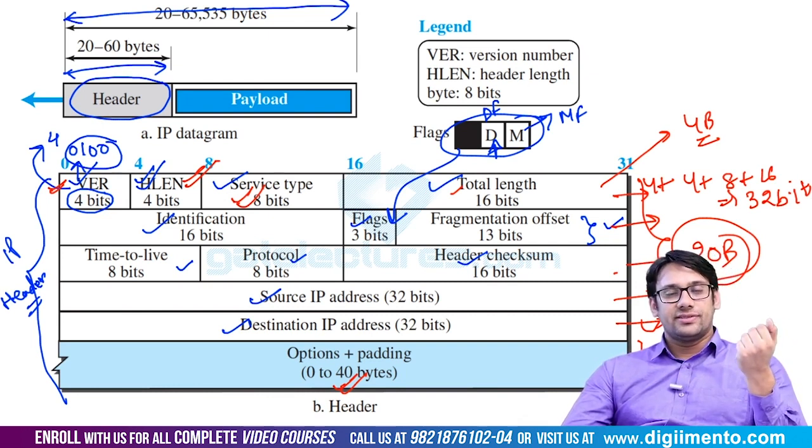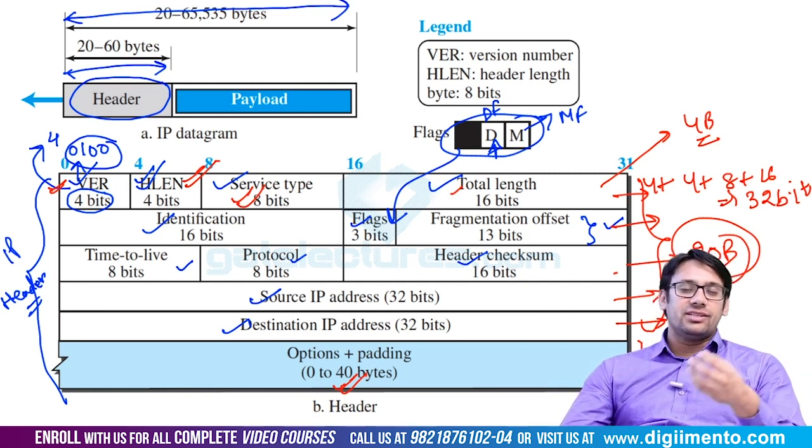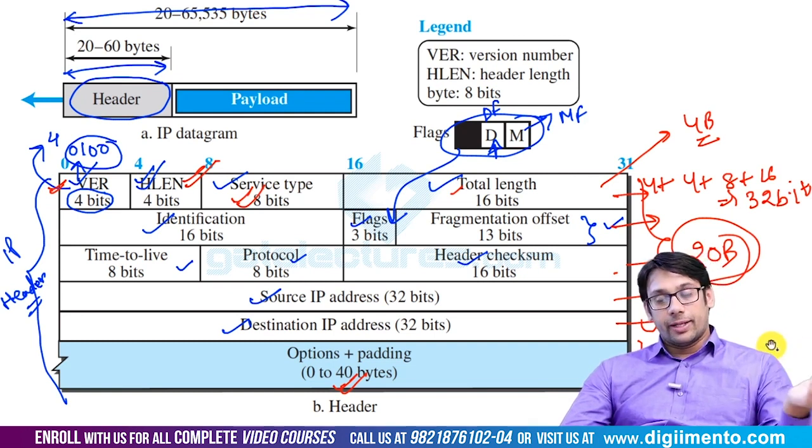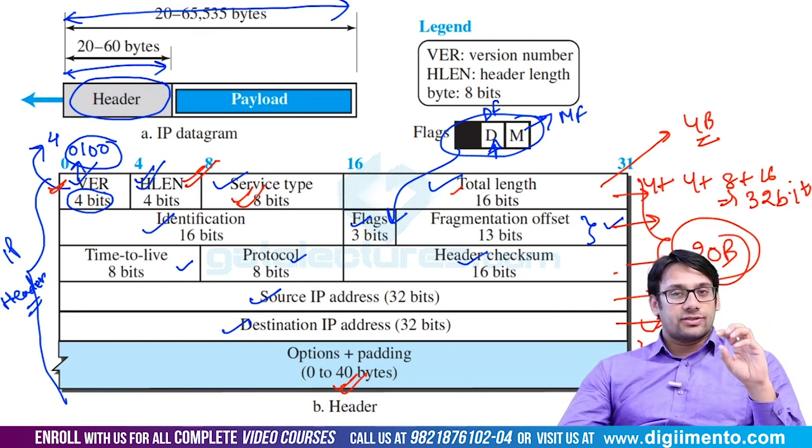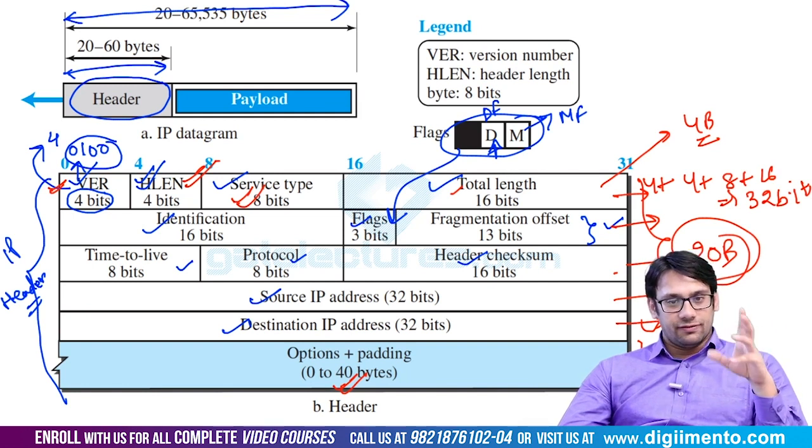We can store some IP addresses. We can store different kinds of information. So sometimes we might use all the 40 bytes. Sometimes we might not use them. Maybe we might use only 12 bytes, or only 20 bytes. So that is why the length of the IP header is not fixed. It can be variable. It can vary.